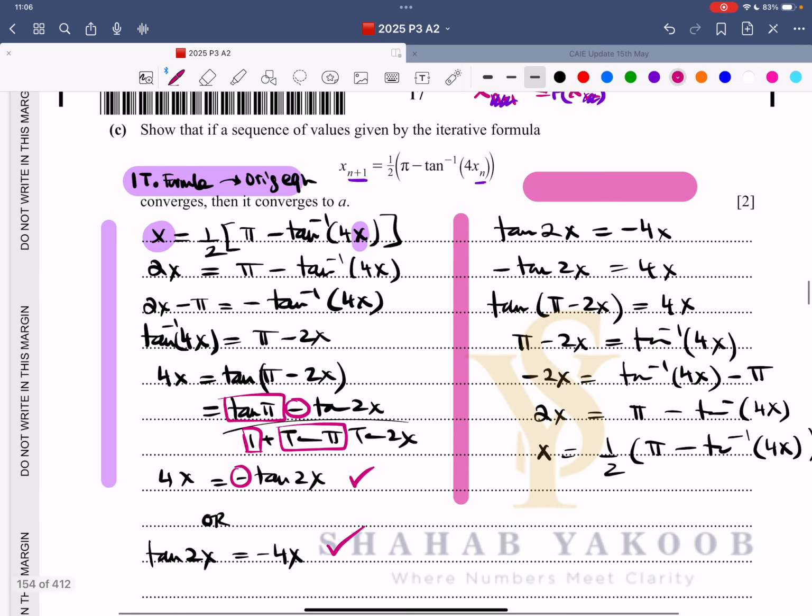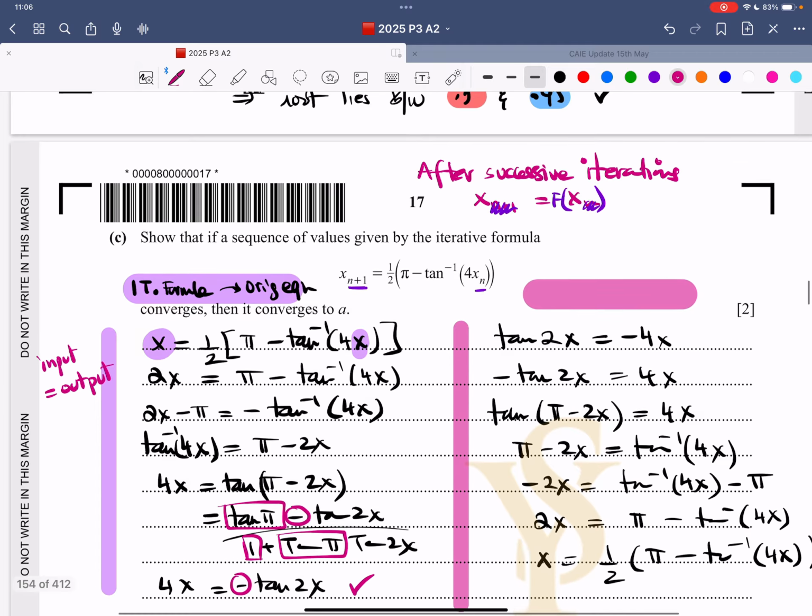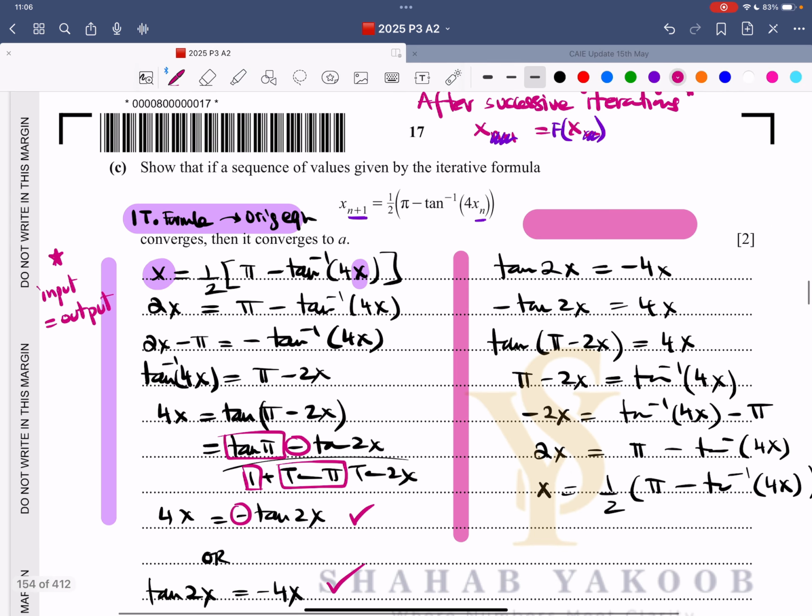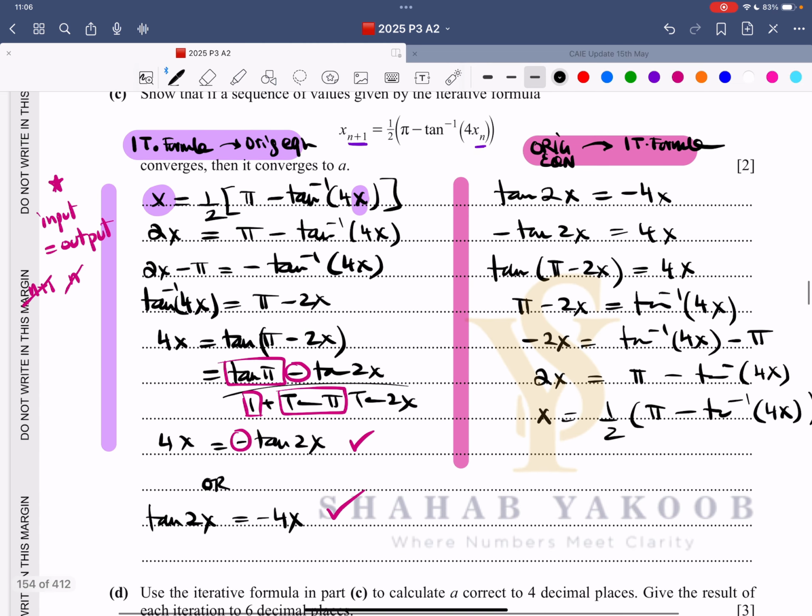So now the input and the output become the same after successive iterations, so there is no need of writing n plus 1 or n. Usually people find this one to be easier. What if the question is like this, that we have the original equation and then we equate it to the iterative formula. We show that the original equation is tangent 2x is negative 4x, and then negative tangent 2x is 4x.